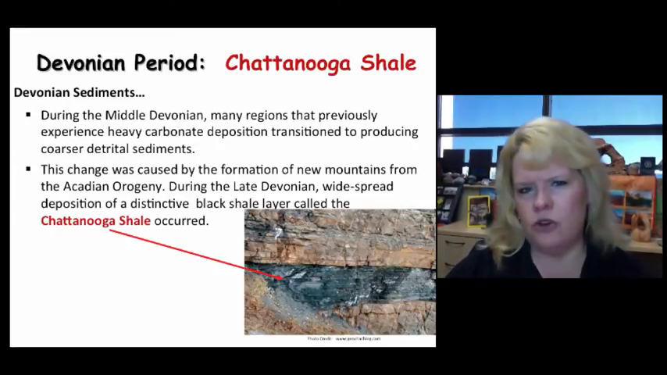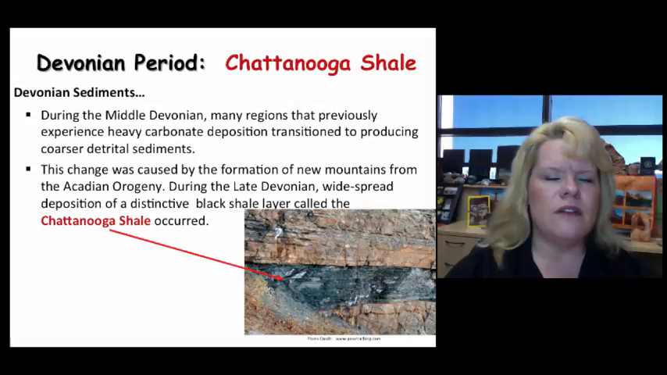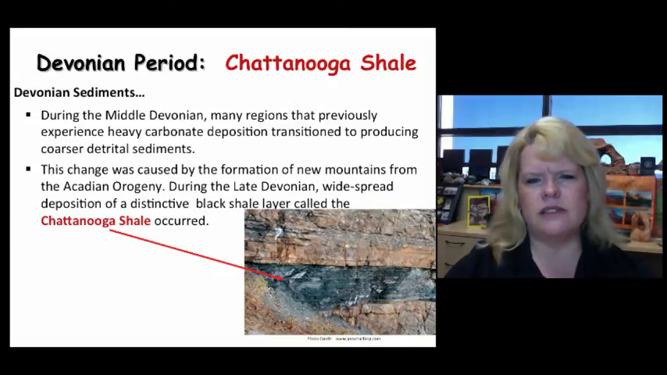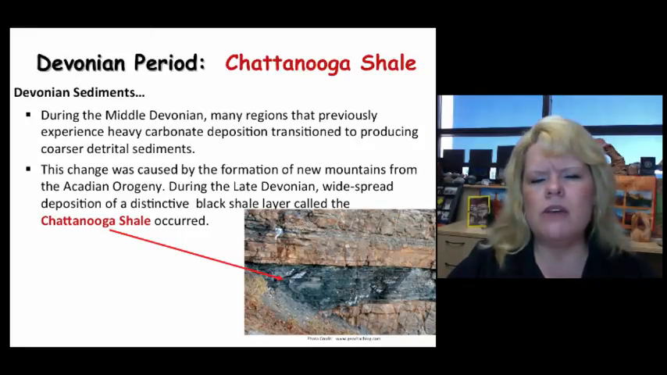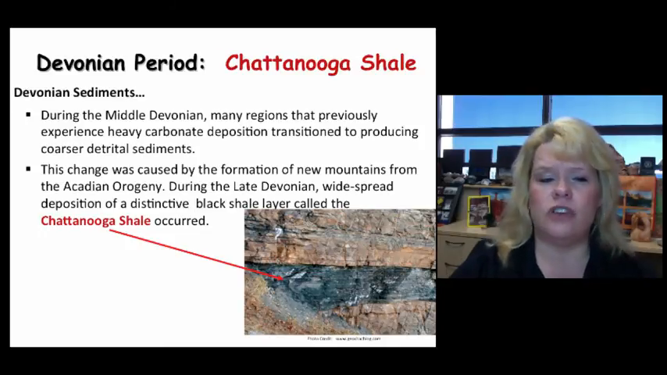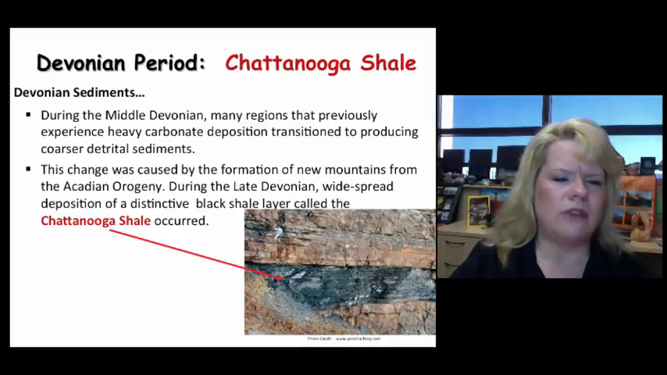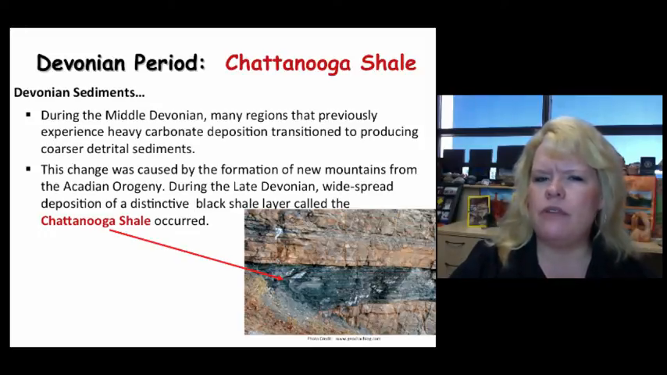Another important rock layer to discuss in the Devonian is the Chattanooga Shale. You need to think about it as representing a completely different depositional environment that exists from the end of the Devonian to the beginning of the Mississippian. During the Middle Devonian, many regions that previously experienced heavy carbonate deposition began to transition. They produced coarser detrital sediments. During the Late Devonian, this would shift again and create a completely unique environment where we would see the widespread deposition of black shale layers known as the Chattanooga.